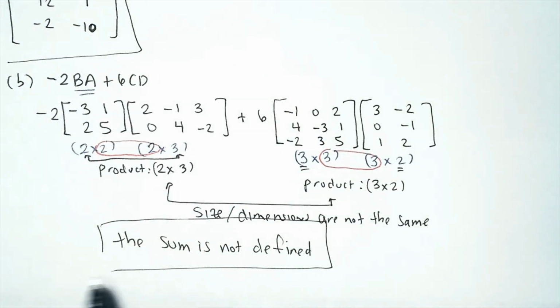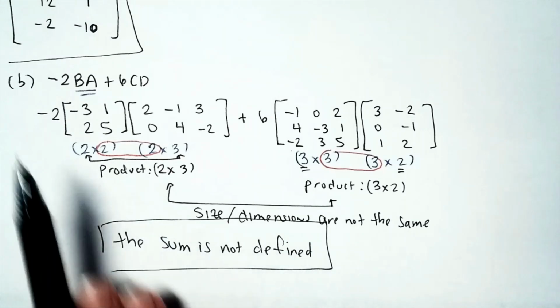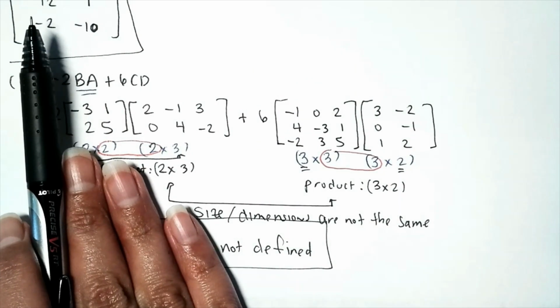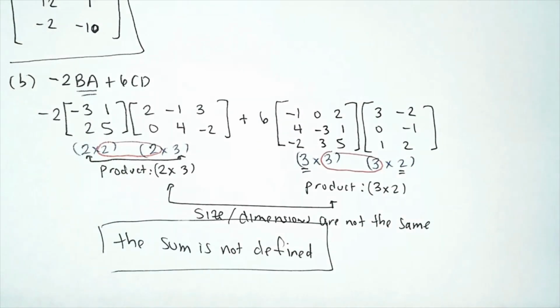So yeah, the question says find this if defined. It's not happening, so the sum is not defined, or you can just put not defined. It's up to you. Okay guys, that's my time. Thanks.